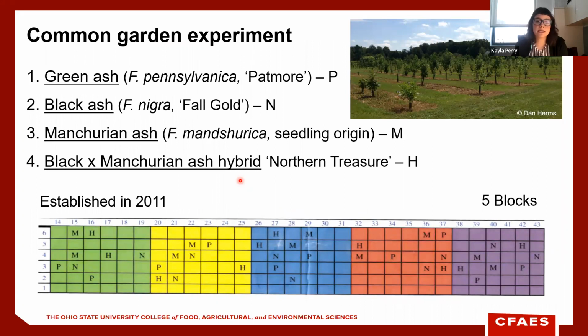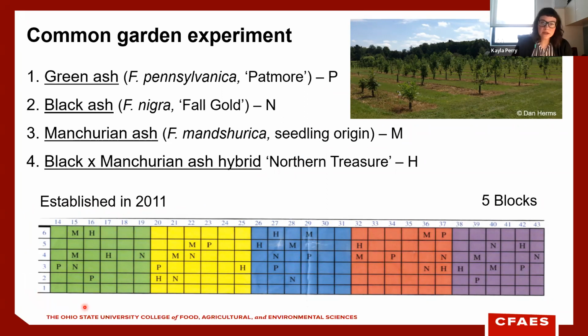This experiment is present on the Ohio State Wooster campus. This is an old picture, but the trees are a bit bigger now. Essentially, we have a variety of different ash species or ash taxa within this common garden. For this experiment, we looked at 4. We looked at green ash and black ash, 2 of our native North American species. We looked at the Asian Manchurian ash, and then we also looked at the black by Manchurian ash hybrid, Northern Treasure.